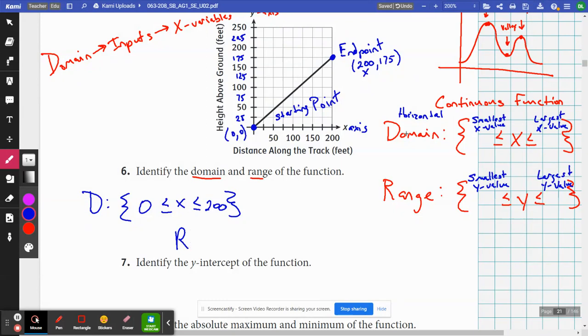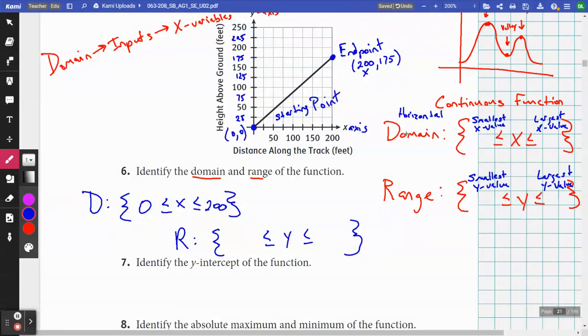So my range will be similar. Less than y is less than, draw my brackets. And what is my smallest y value? Well, again, x, and there's my y. My smallest y value is 0. And my largest for this one is 175, which is different than what we did for this graph, right?